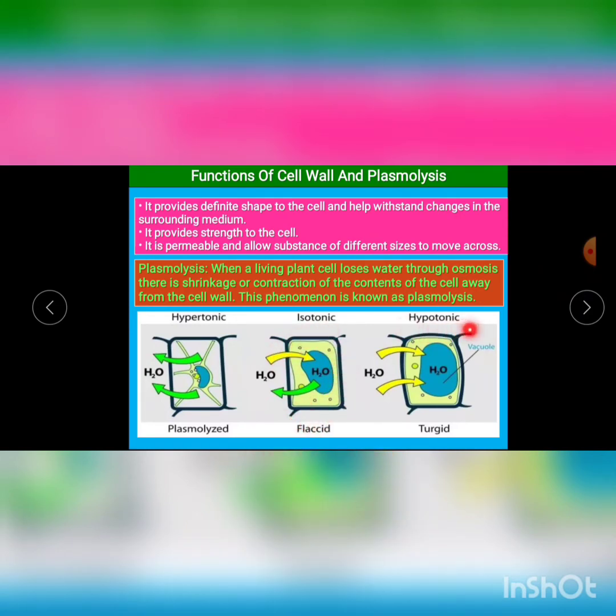While in the case of hypotonic solution, where water enters more in the cell, it swells up and puts pressure on the cell wall, hence it is called turgid. So here water is being lost, it is a plasmolysed cell. This is flaccid as the incoming and outgoing is the same, and here more incoming is there, so it is a turgid cell.